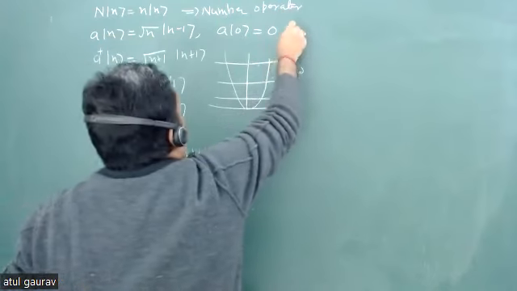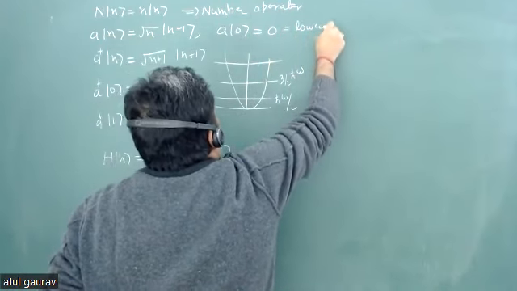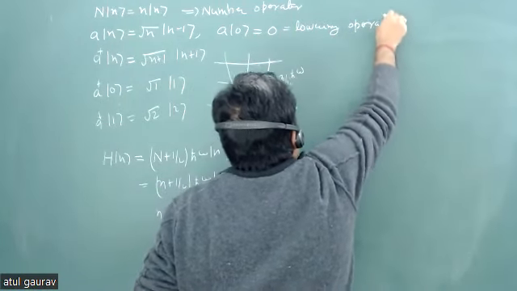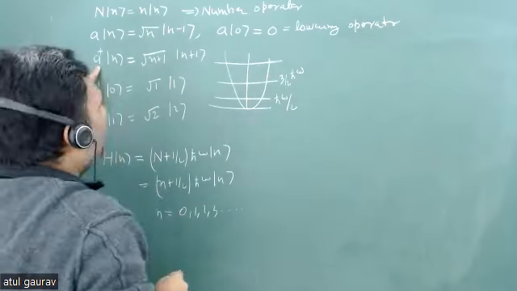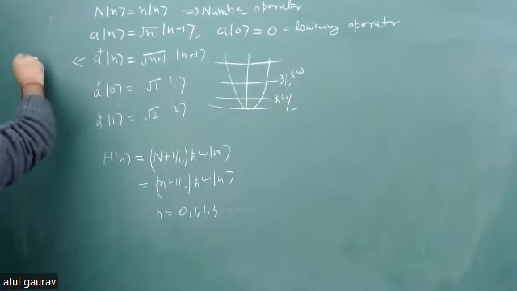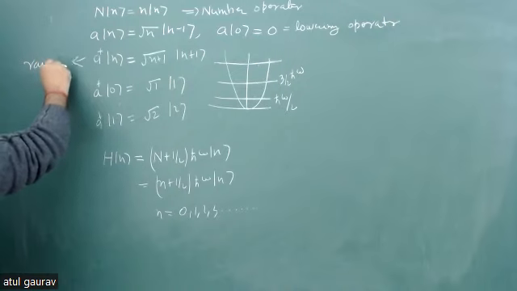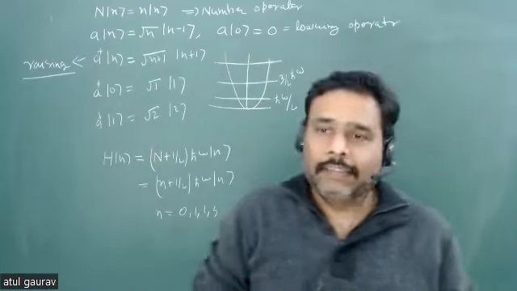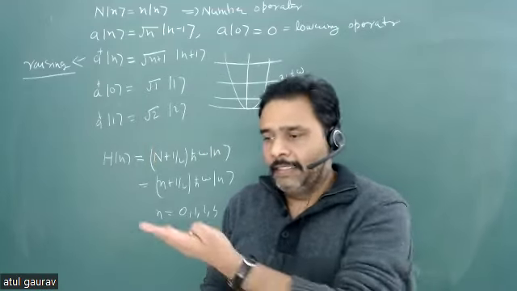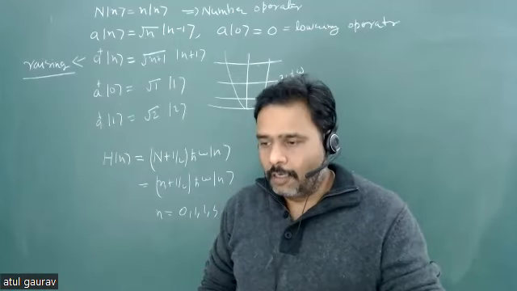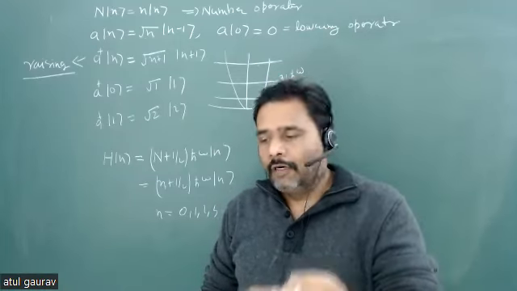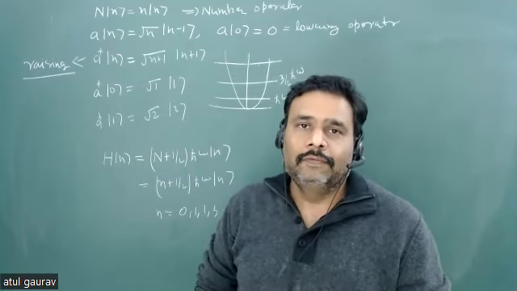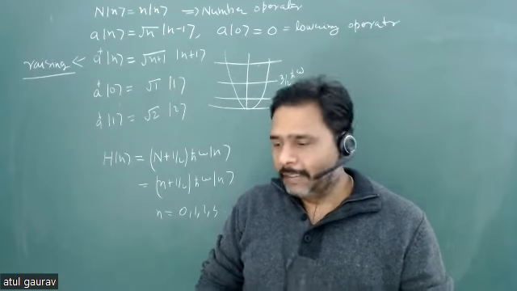This A is identified as the lowering operator. And here A dagger is identified as the raising operator. And yes, there are only three kinds of things that can happen. Either you will remain on that state, or you will move up a state, or you can just go down. Isn't it?